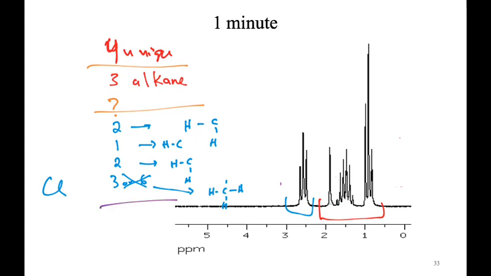Multiplicity is the number of peaks per signal. Starting left to right, I've got 3 peaks, which means 2 neighbors, followed by 1 peak, which means 0 neighbors, followed by 1, 2, 3, 4, 5, 6 peaks, which means 5 neighbors, 3 peaks, which means 2 neighbors. I was right about that being a 3.